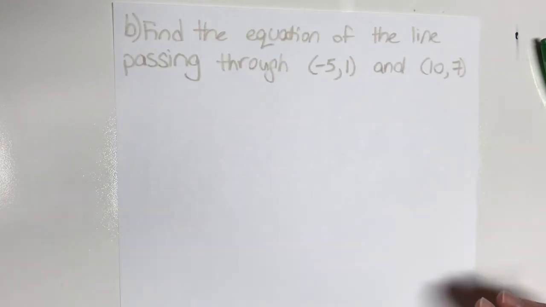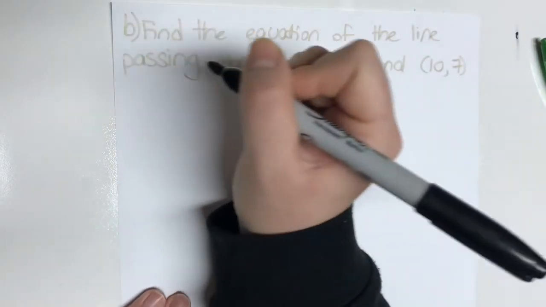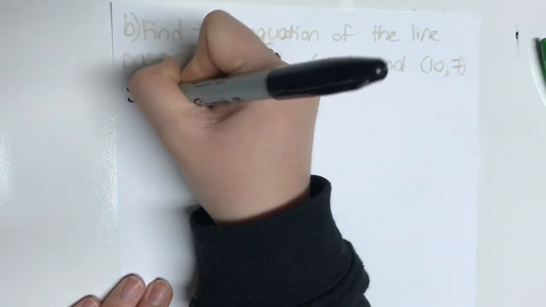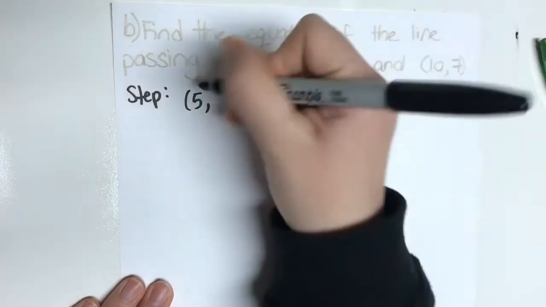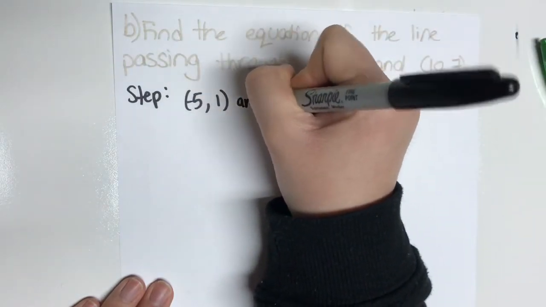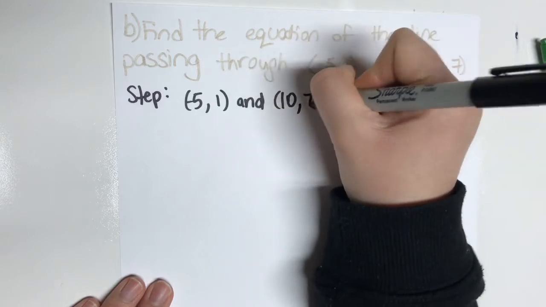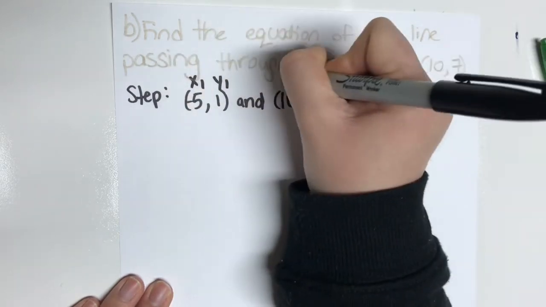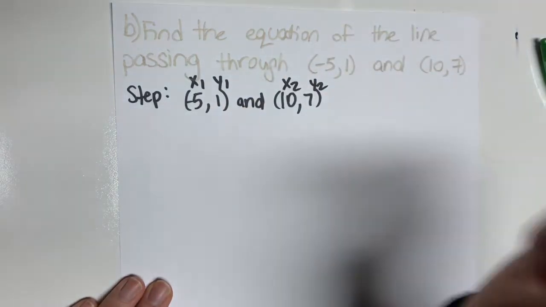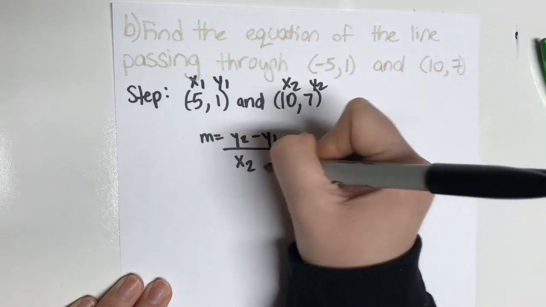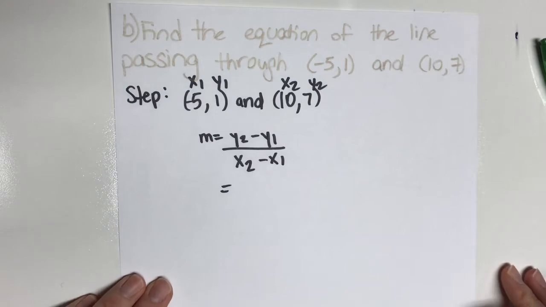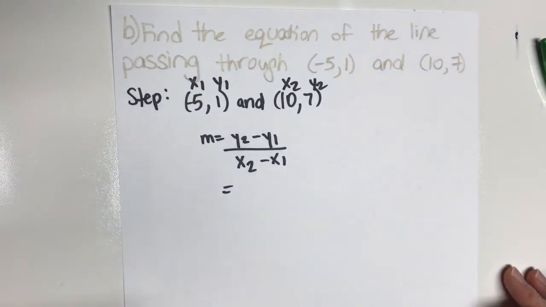So I'm going to follow the same steps. This time it's passing through (-5, 1) and (10, 7). So I'm going to repeat the same steps. I still want it in the form y equals mx plus b. So I'm going to do step 1. I'm going to find the slope by labeling the coordinates first as x1, y1, x2, y2. And I'm going to put that into the slope formula. I still recommend you writing out the formula each time just to help it stick.